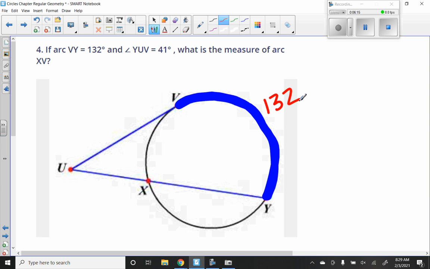Angle YUV is 41. Now this is an angle. That is the angle. They gave us the angle. What is the measure of arc XV? The red piece is what we're looking for. Now I'm going to label that as an N for near.